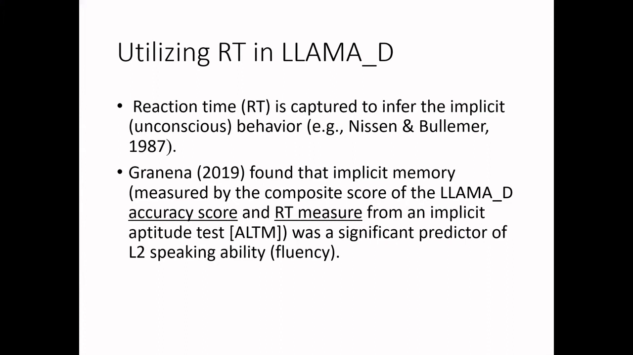And Granena 2019 found that implicit memory, measured by the composite score of the original LLAMA-D accuracy score and reaction time measure from a different implicit aptitude test called ALTM, the Available Long-Term Memory test, which is part of the Hi-LAB test, an assortment of aptitude test battery. And this composite score of implicit memory was a significant predictor of L2 speaking ability measured by utterance fluency. That is an objective measurement of fluency performance.